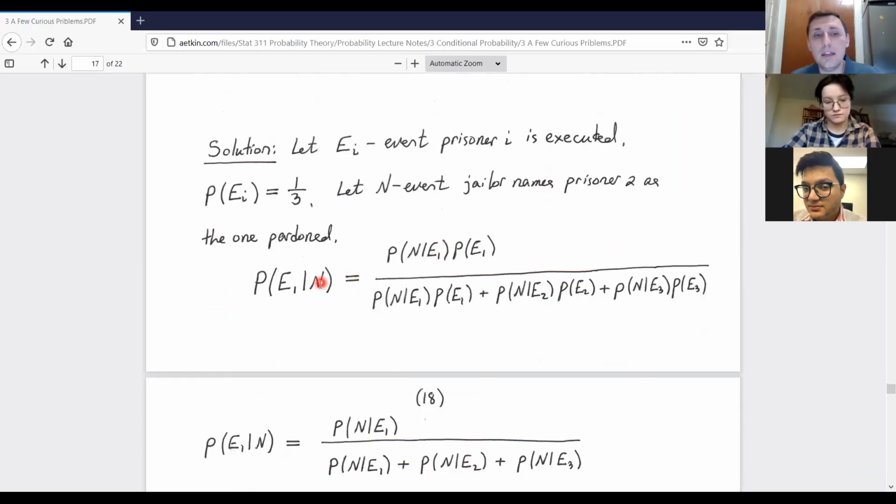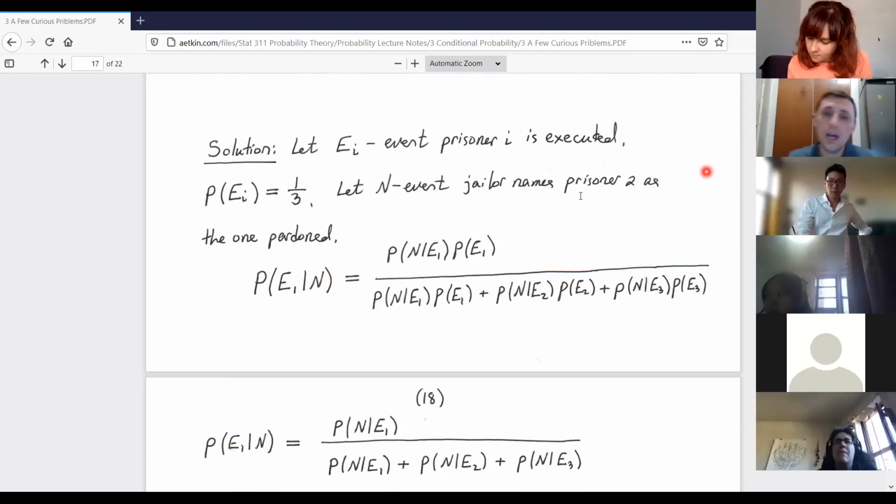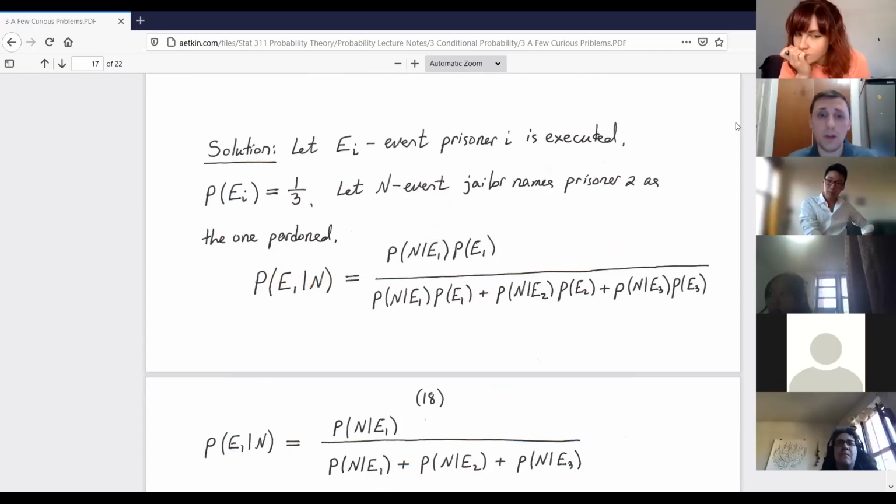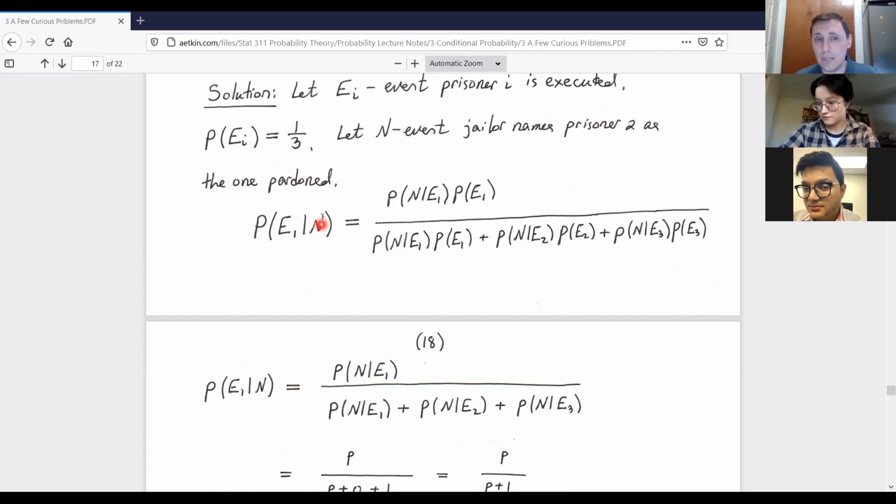Now let n denote the event that the jailer will name prisoner number 2 as the one to be let go. Okay, so you will say prisoner 2 is the one to be let go. So I want to know what is the probability of prisoner 1 executed given this information that prisoner 2 is the one released. You agree that whenever this information comes around, without loss of generality, you might for a moment think, well, maybe it's prisoner 2 mentioned. Perhaps without loss of generality, perhaps it is loss of generality. But let's see how naming prisoner 2 might affect the probabilities.